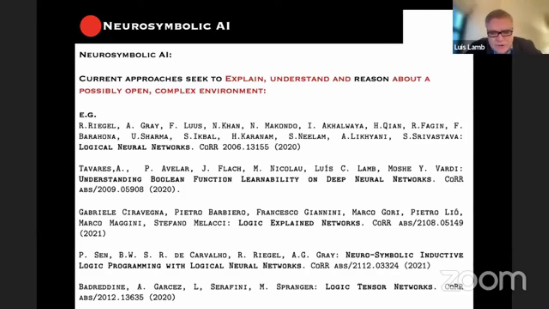Another approach was put forward by a group of Italian researchers, including Marco Gori. Marco Gori is one of the pioneers of graph neural networks, which are quite popular these days for a number of applications. Their motivation was to build networks that are explainable by construction. So given a certain way of building deep neural networks for machine learning, and given some assumptions, you can, by construction, build neural networks that are explainable.